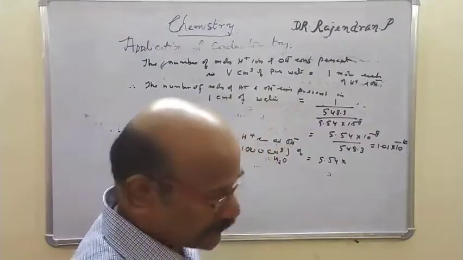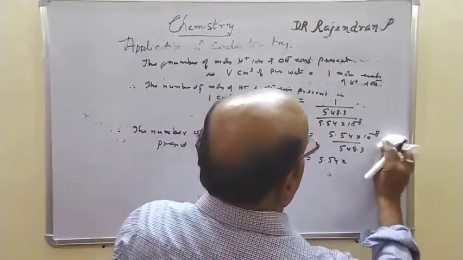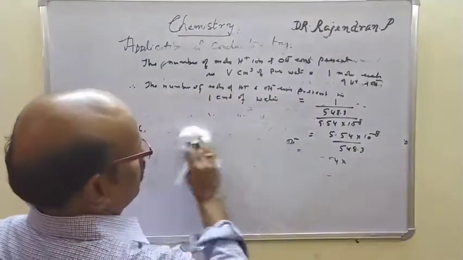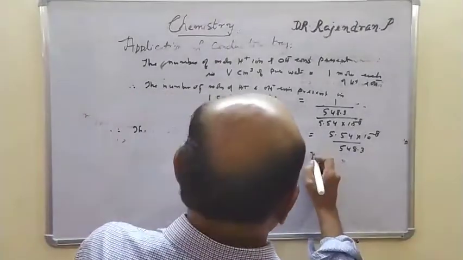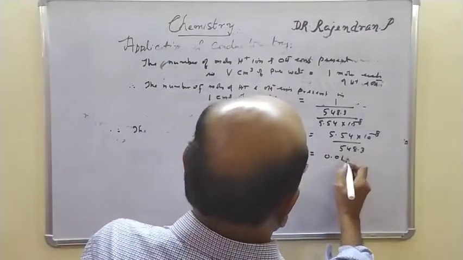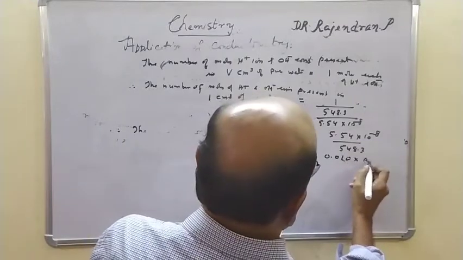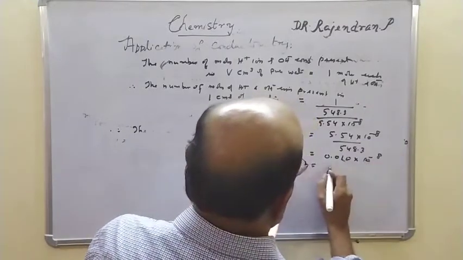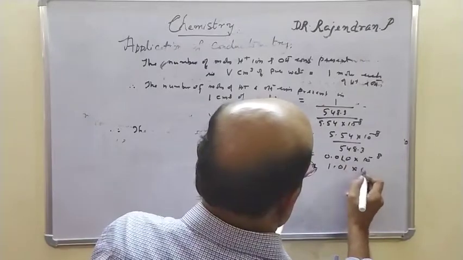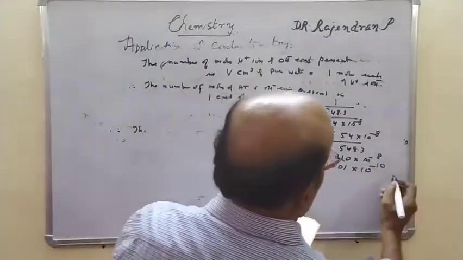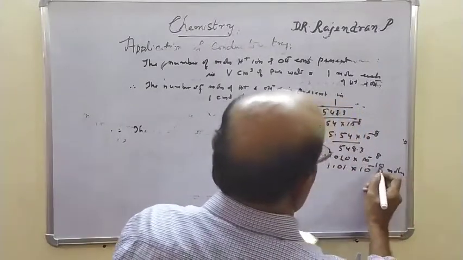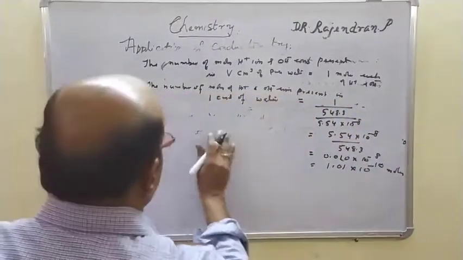Actually, this answer now obtained, numerically substituting this, is equal to 0.010 into 10 to the power of minus 8, that is equal to 1.01 into 10 raised to minus 10. This is the number, so much moles. So we have to find out.